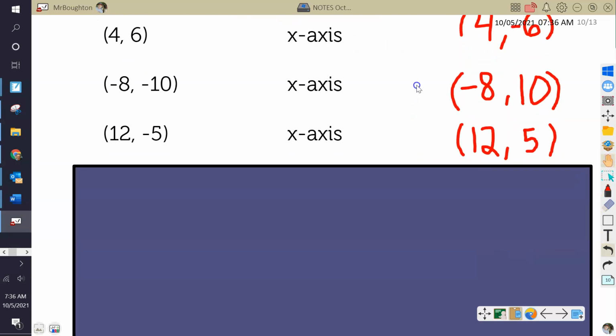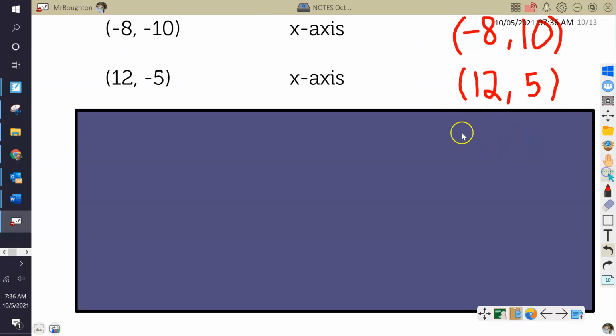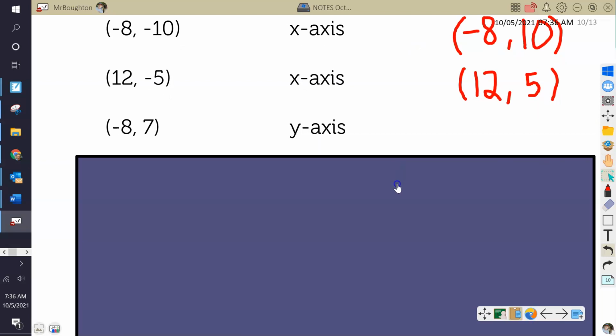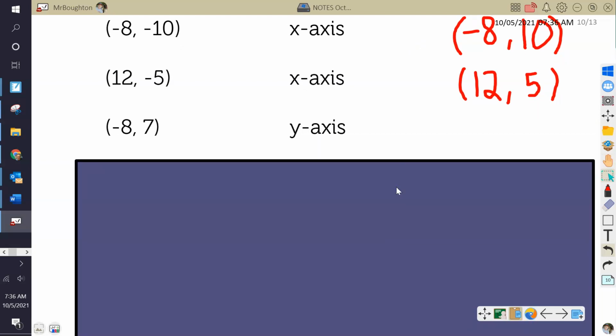All right, let's move it up here and do another. All right, go. Here we're reflecting over the y-axis. So the y-coordinate is the same and the x-coordinate is the opposite.